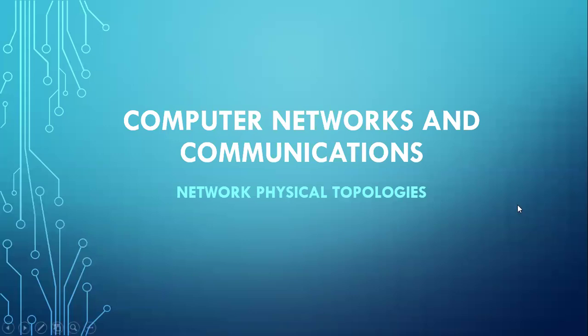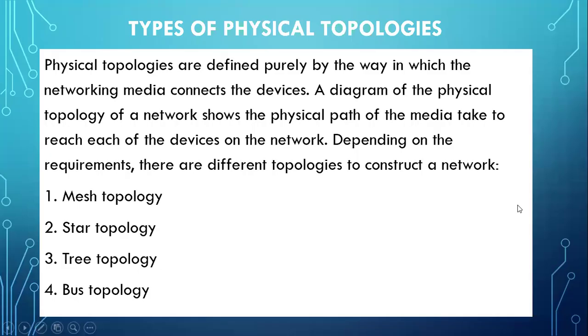Starting, we'll see the types of the physical topologies. Now, we have to know that physical topologies are purely identified by the way in which the networking media connects the devices. So how the networking media connects the devices tells you the physical topologies that can be used there. A diagram of the physical topology of a network shows the physical path the media take to reach each of the devices on the network.